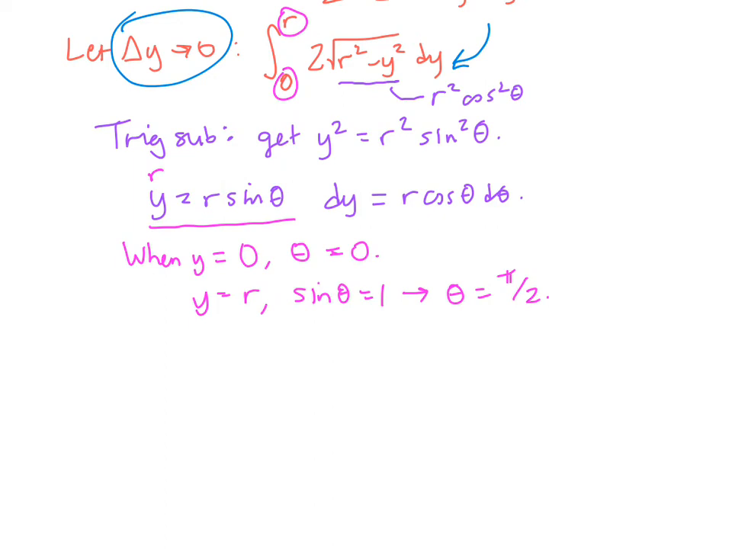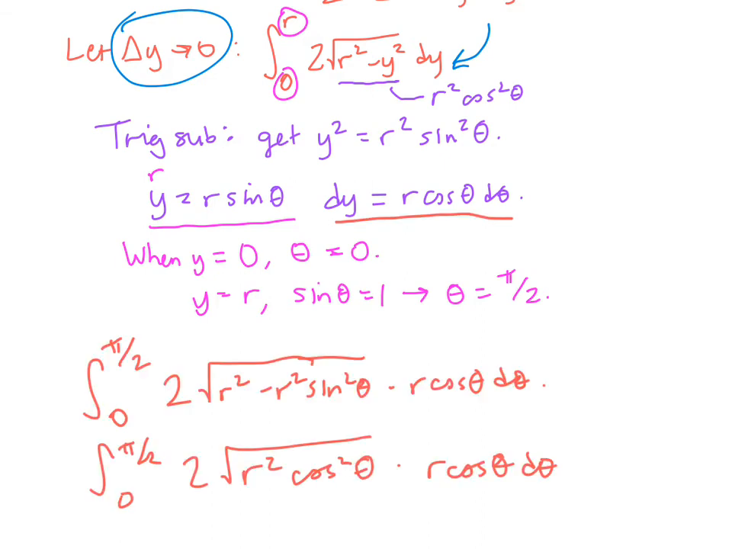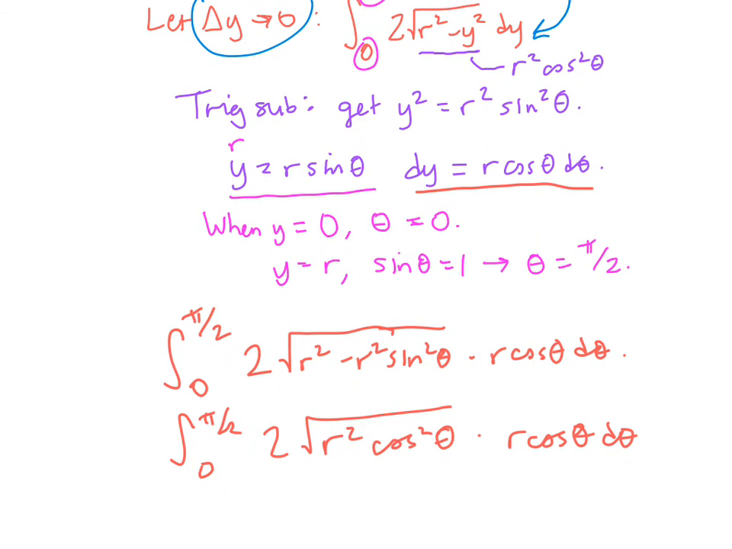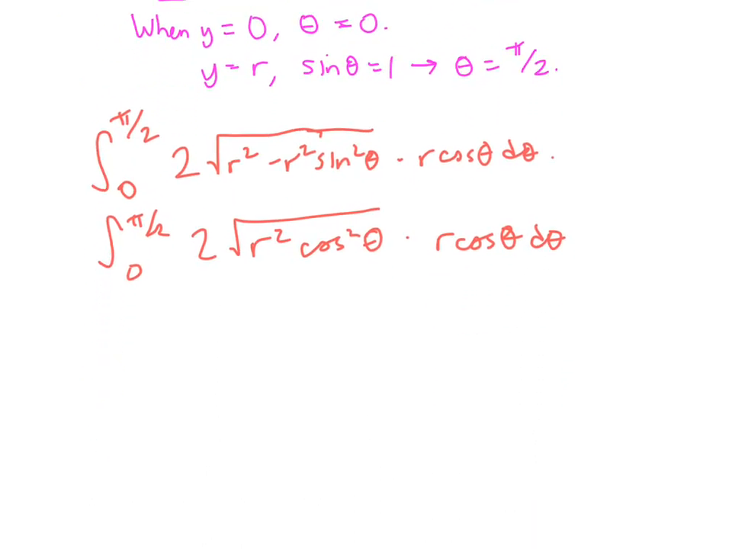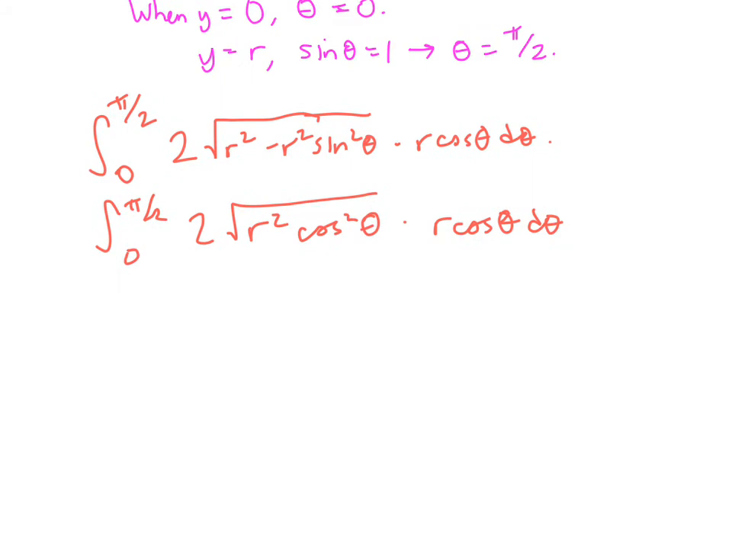All right, and now we have a little bit of algebra ahead of us. This is going to be the integral from 0 to pi over 2 of 2 times the square root of r squared cosine squared theta times r cosine theta d theta. And then you'll notice when we take the square root of this, that also becomes an r cosine theta. So we're just going to keep trucking along here. This is equal to the integral from 0 to pi over 2 of 2 r cosine theta times again r cosine theta d theta.